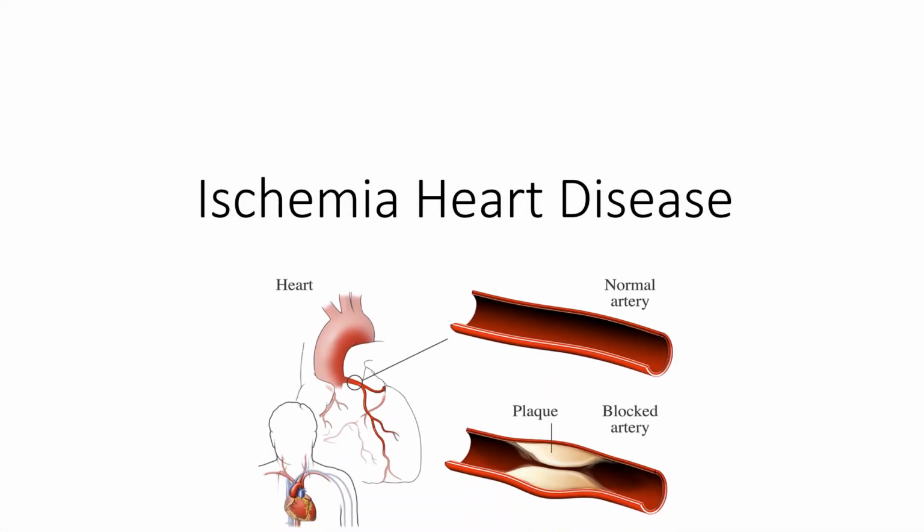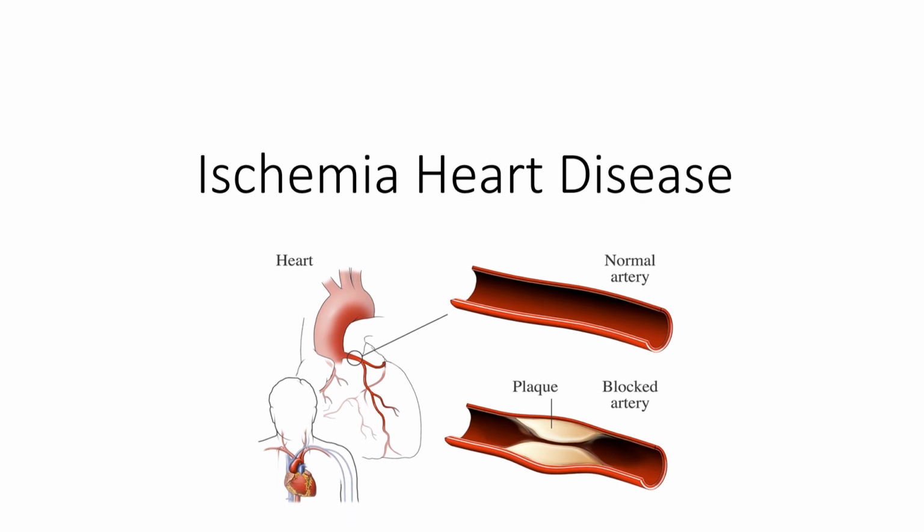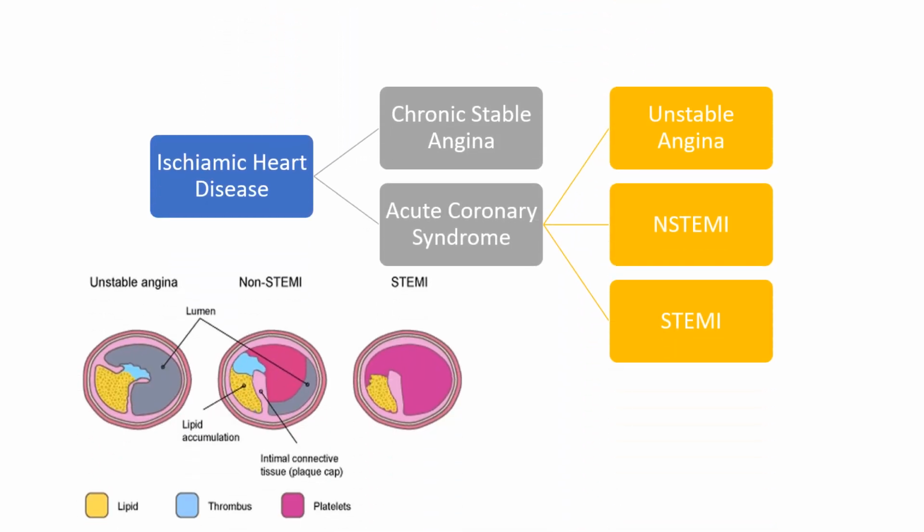Today's topic is ischemic heart disease. It is divided into chronic stable angina and acute coronary syndrome. Acute coronary syndrome is further divided into unstable angina, non-ST segment elevated MI, and ST segment elevated MI.